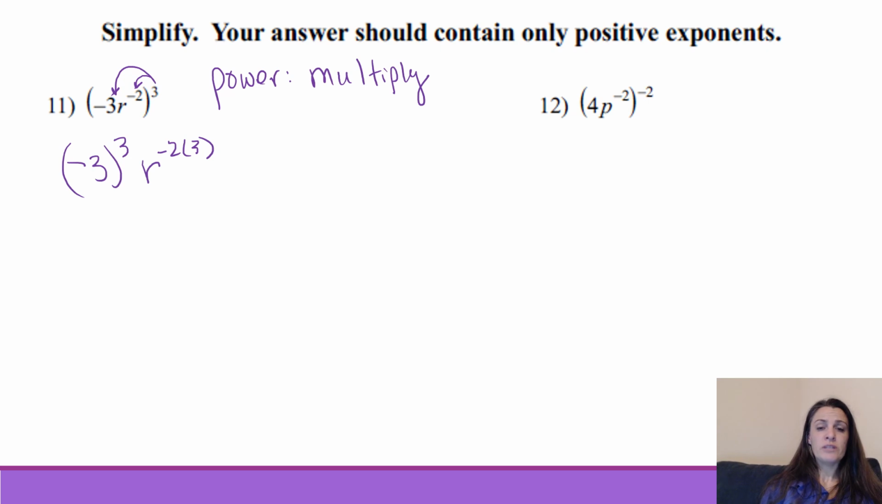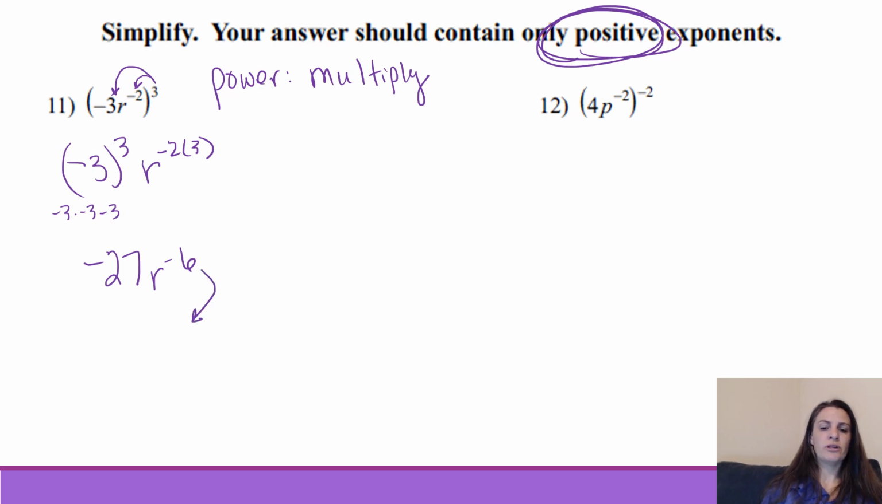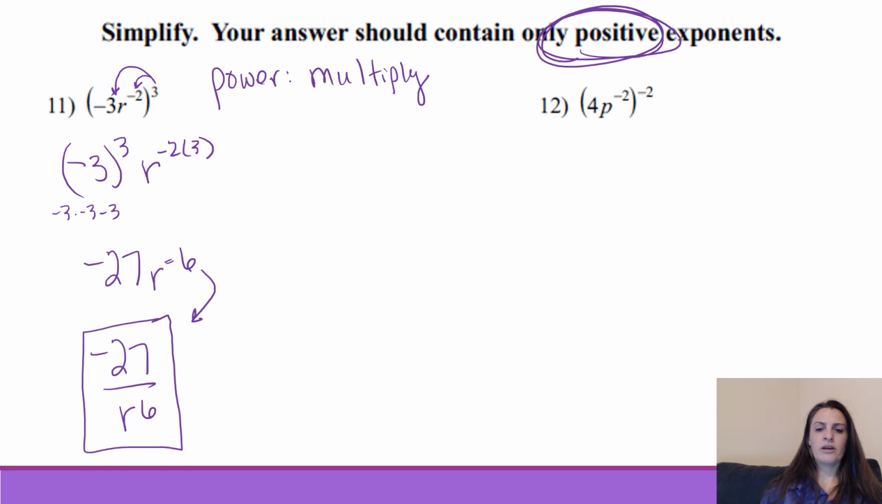All right, so this means -3 times itself 3 times. -3 times -3 times -3. That is -27. R to the -6th when I multiply -2 times 3. And only positive exponents. That negative exponent is only applied to the r, so that's the only term that I have to flip upside down and put into the denominator. Your final answer for number 11 is -27 divided by r to the 6th.